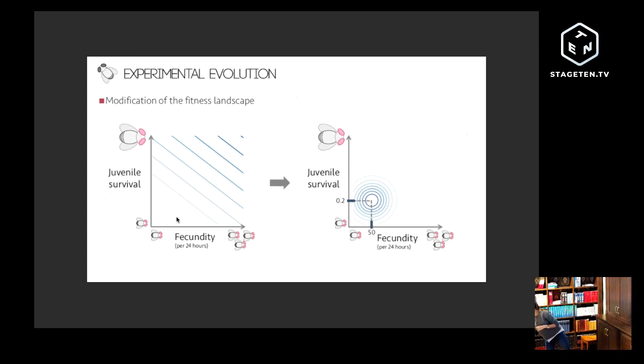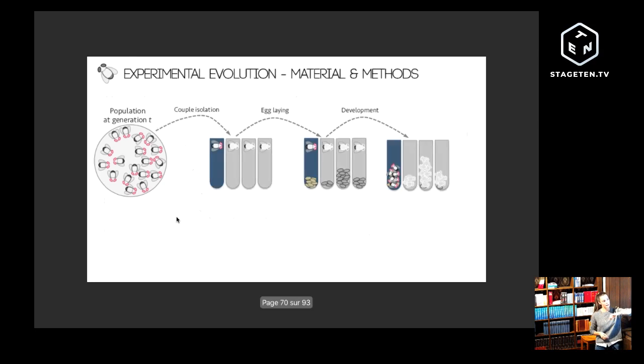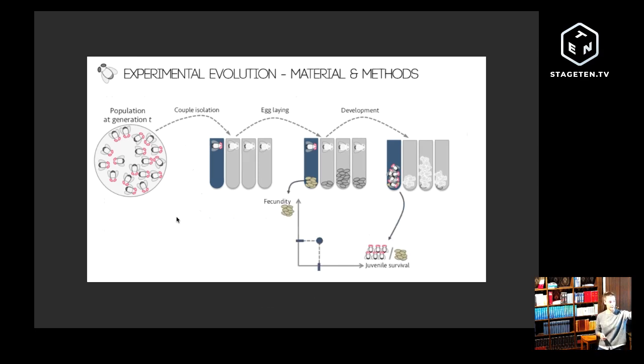So to do that, we start with a population, and we isolated couples in tubes. They mated, and females lay eggs, and then eggs developed. Thanks to that, we were able to count the number of eggs that the female laid, and we can also count the number of emergent adults, and we can obtain a juvenile survival rate. And thanks to this combination of traits, it placed the female in the fitness landscape.